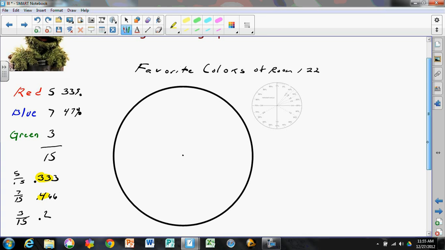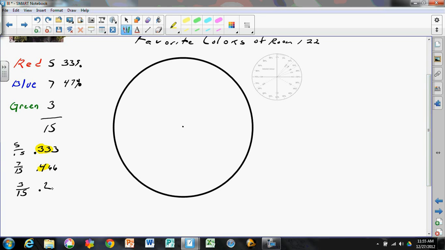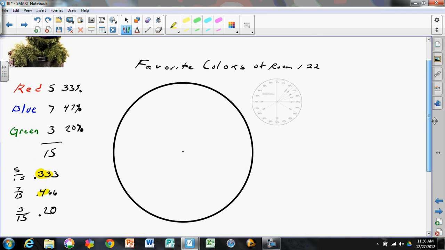All right. And then finally for our green, when we did our division, we ended up with the decimal 2/10. Well, 2/10 is the same as 20/100ths, which is the same as 20%. Not 2%, but 20%.